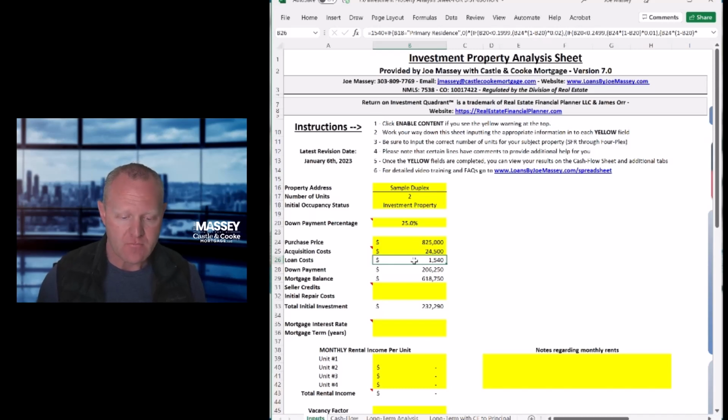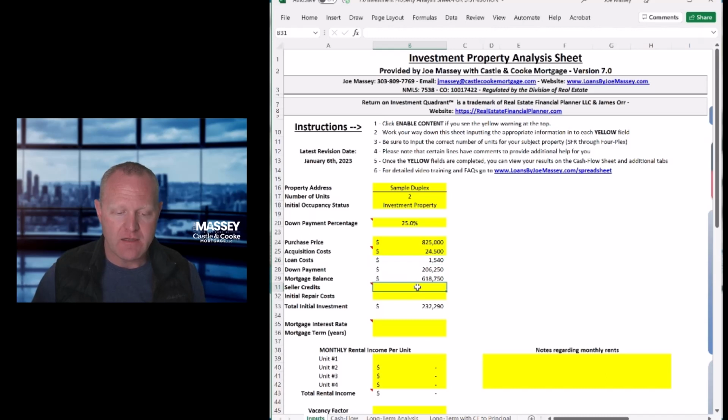All right. Loan costs, that's not highlighted in yellow because that calculates automatically for you. Down payment calculates automatically for you. And that gives you that mortgage balance of $618,750.